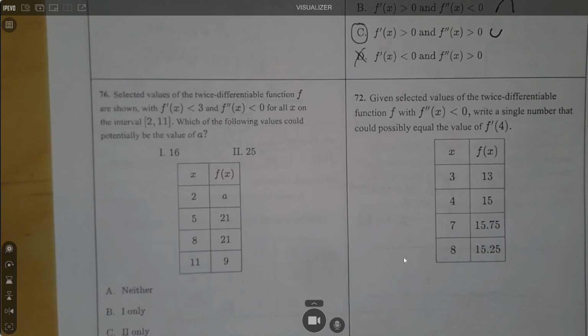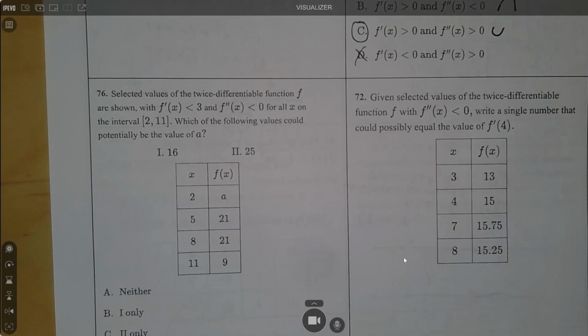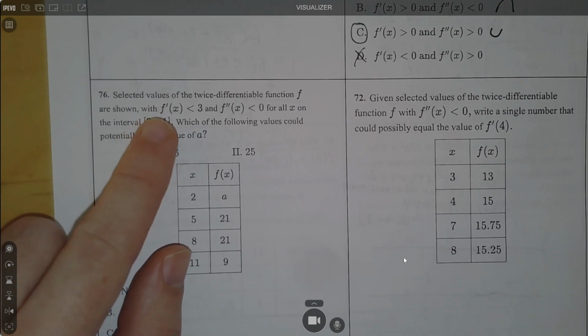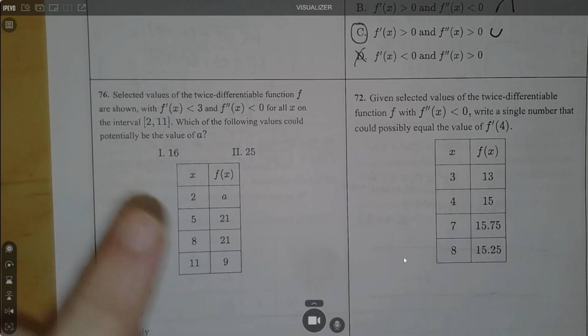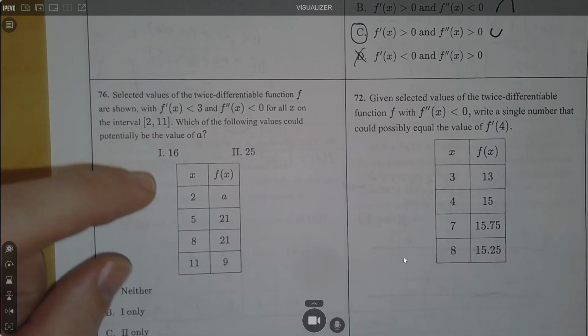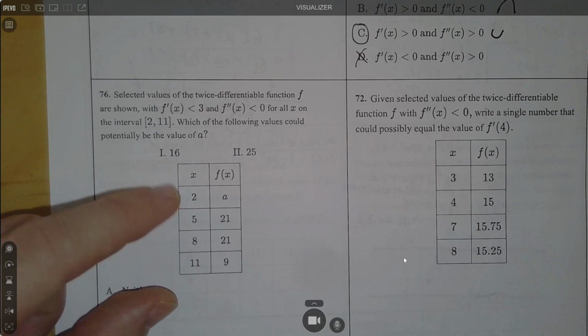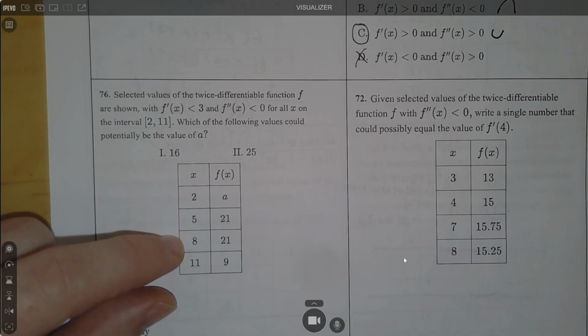Selected values of twice differentiable function f are shown below. It tells me that the slope is less than 3 and that the second derivative is negative for all the x in this interval. Which of the following values could potentially be the value of a? So my slope is always less than 3. I should never have a slope greater than 3. And I should always be concave down, meaning that my average rates of change should always be getting more negative.